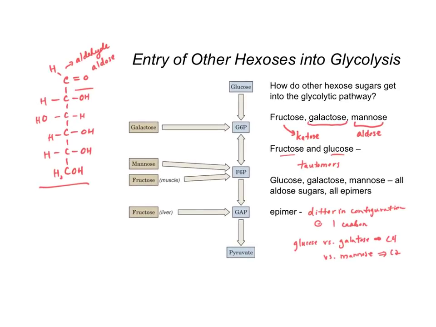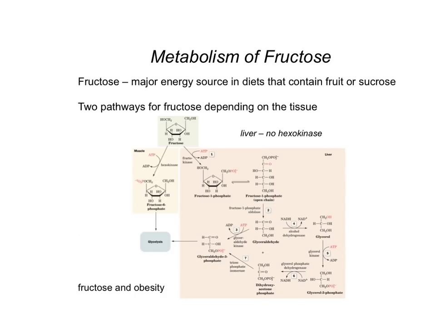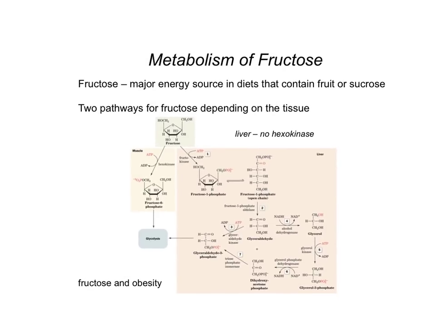Now, how do these guys actually get into glycolysis? We're going to start with fructose, and fructose is kind of the most interesting one of the bunch. Okay, so fructose, again, ketose sugar. There are 2 separate pathways by which fructose gets into glycolysis. So fructose in the muscle can be directly converted to fructose 6-phosphate by hexokinase. Why is that? What does hexokinase normally do?